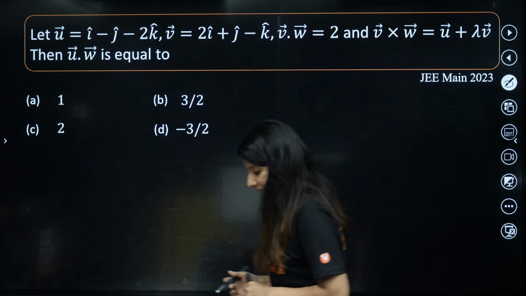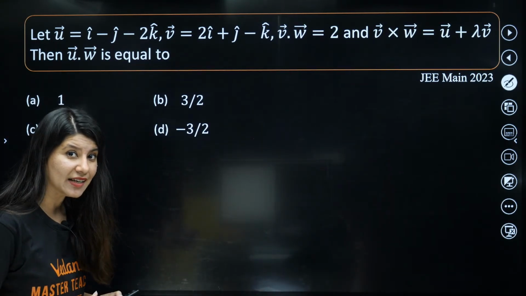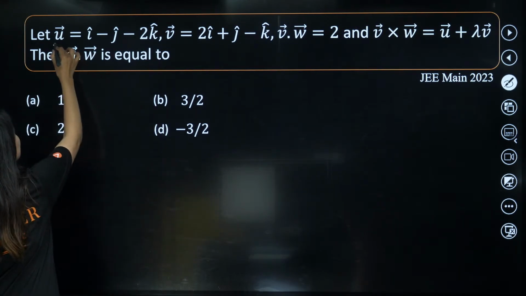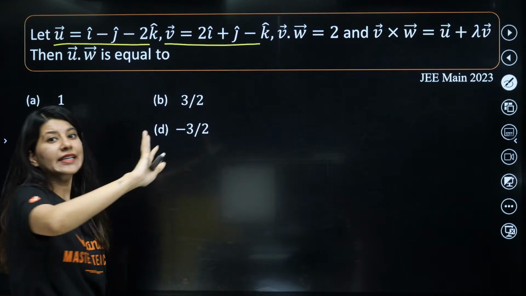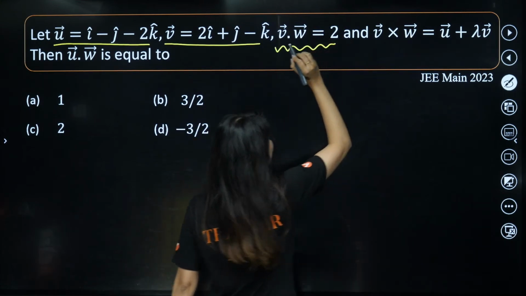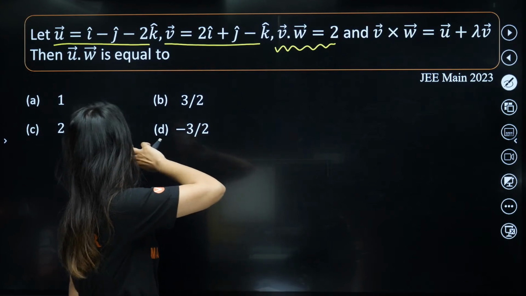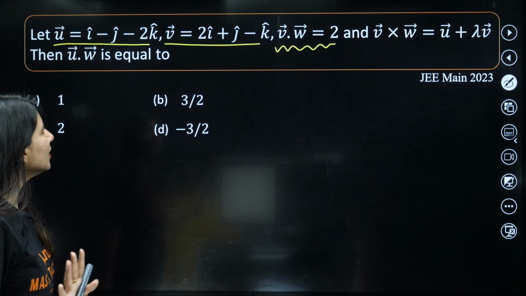As I can see, the question is from JEE Main 2023, which was previous year only. The question says that u vector and v vector are already given to us. Then v dot w is given as 2. The dot product between v and w is given as 2. But where is w vector? I can't see w vector. Is w vector given? No.